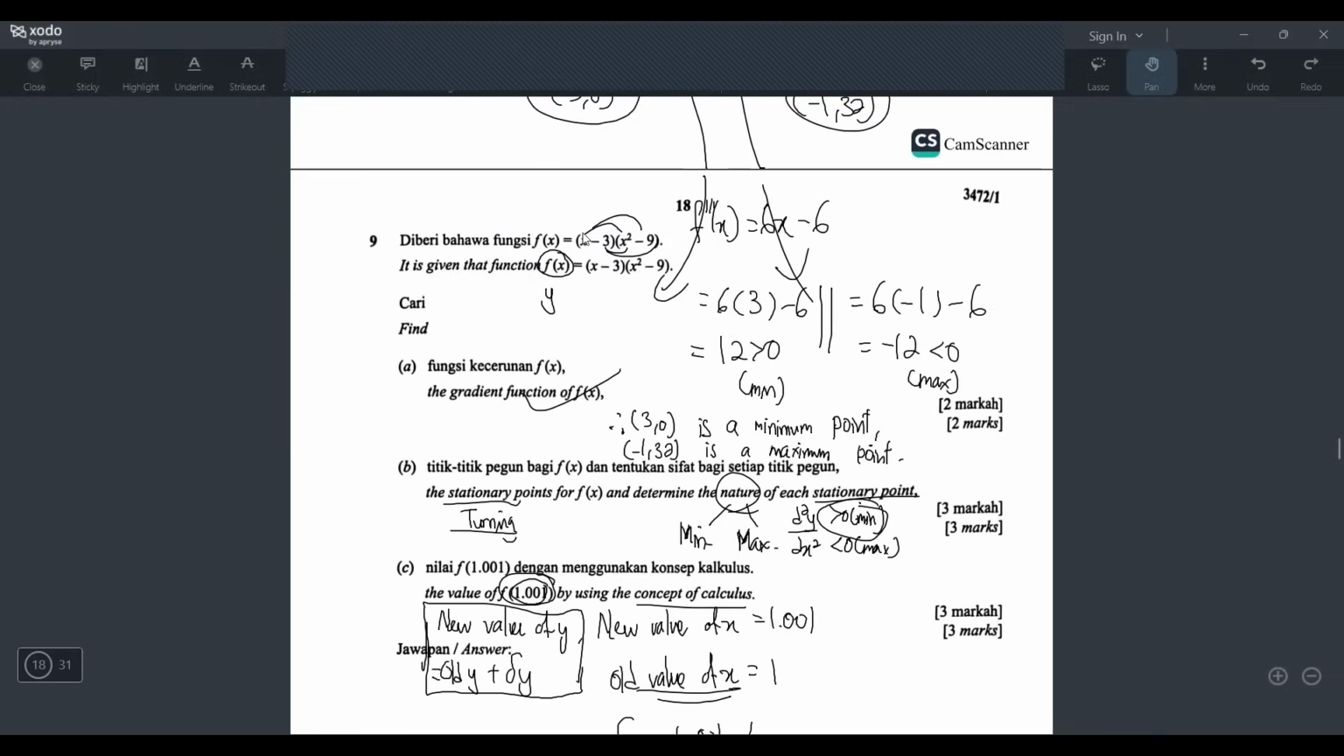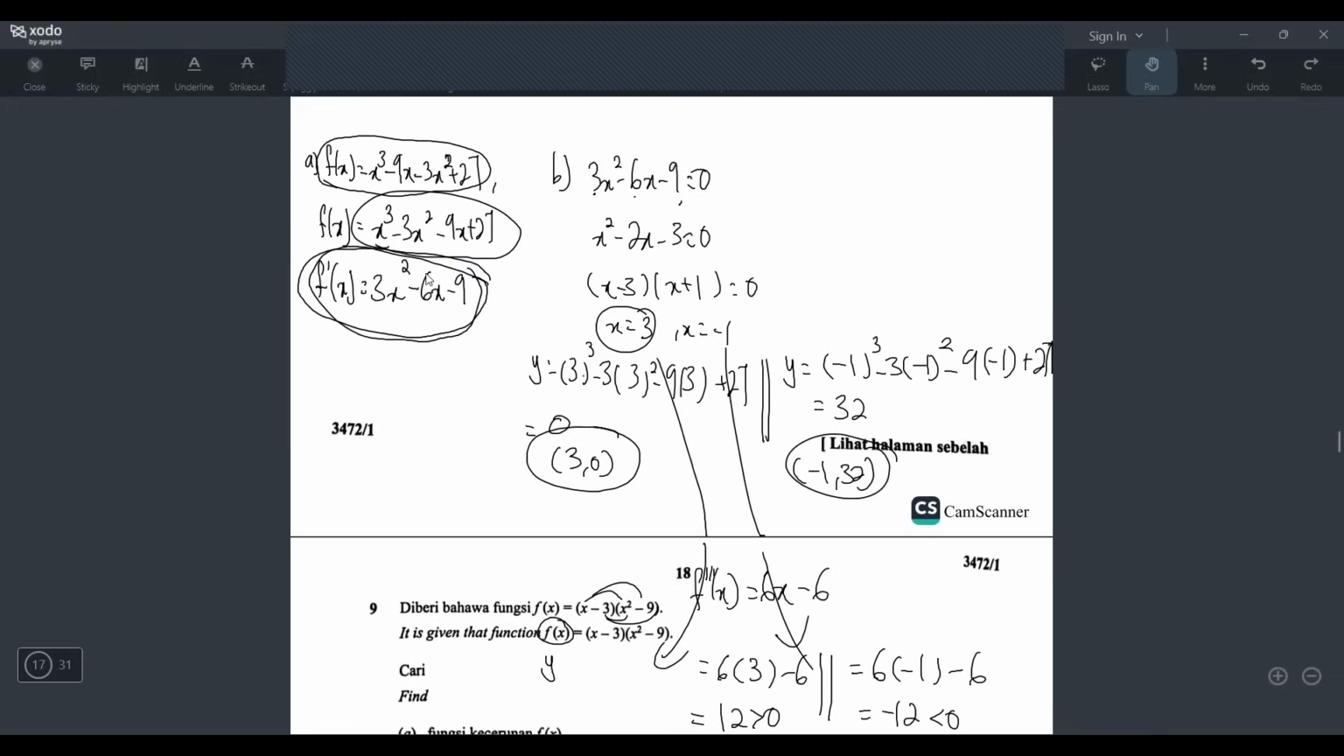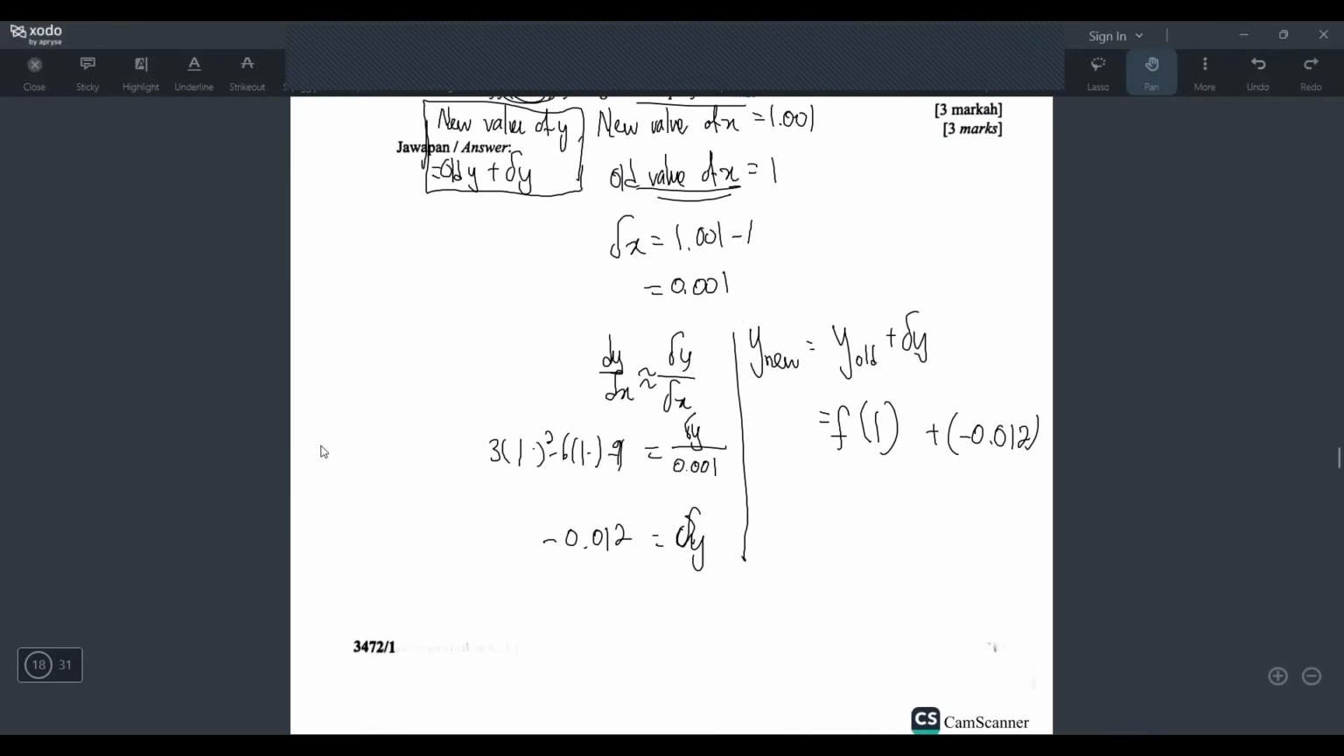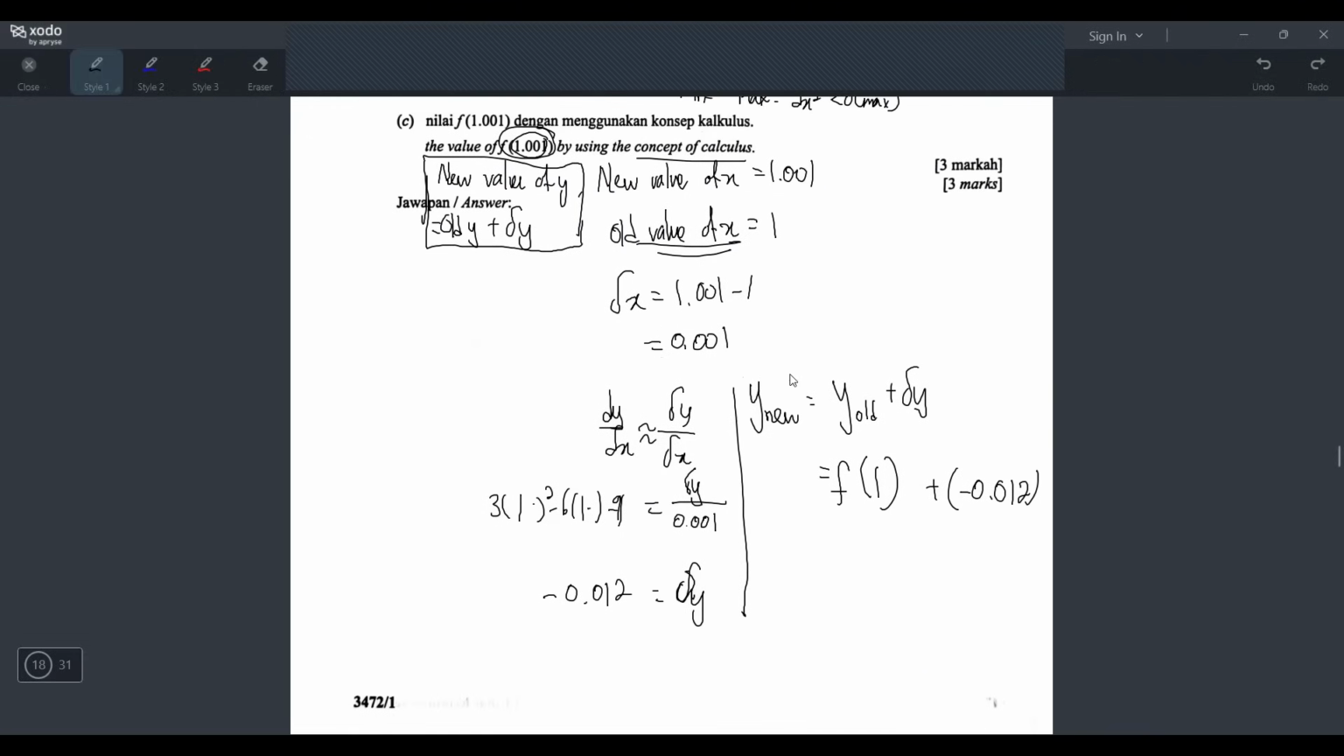It means later, in the equation here, the f(x) equation, you have to replace x with 1, right? Now let me ask you again, how to get the new value of y? Can I say that the new value of y is 1.001? Cannot. 1.001 is the new value of x.